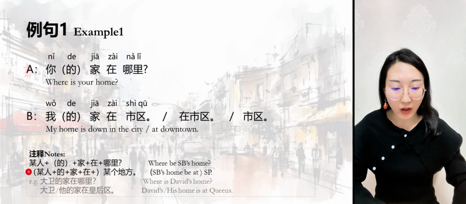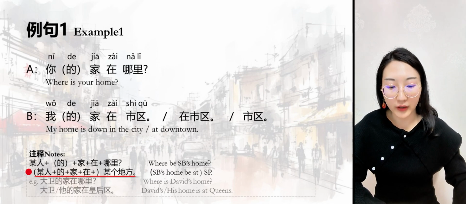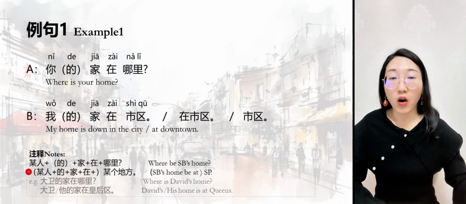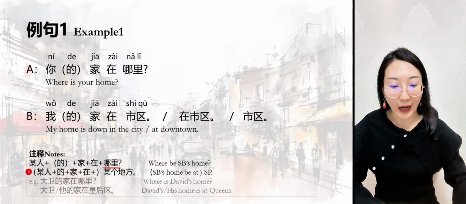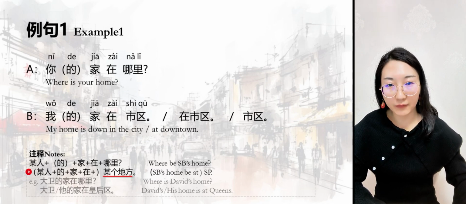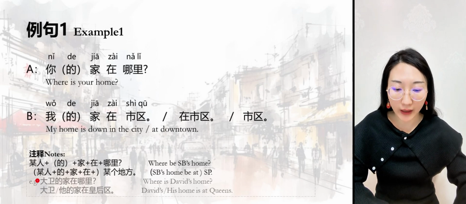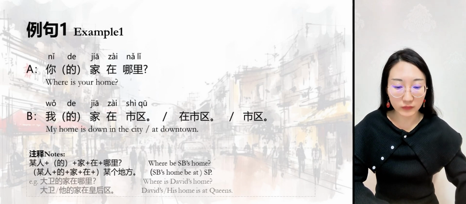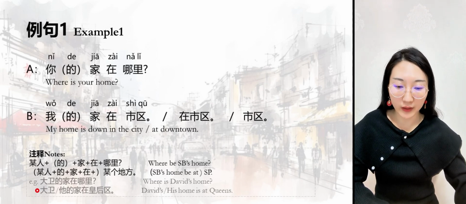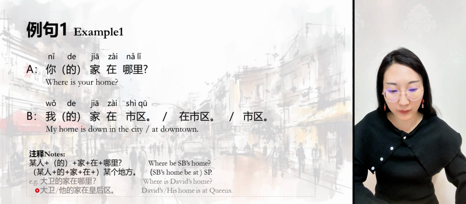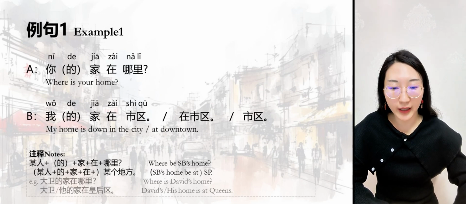And as for the answer, we can answer in the full sentence 某人的家在某个地方. Or we can just answer to the question word 哪里. So the answer could be omitted to 在某个地方 at some place, or just 某个地方 someplace. So for example, where is David's home? And that is 大卫的家在哪里？ And for example, David's home is at Queens. 大卫的家在皇后区 or we can use his to refer to David's. 他的家在皇后区. So let's read the example sentences again.